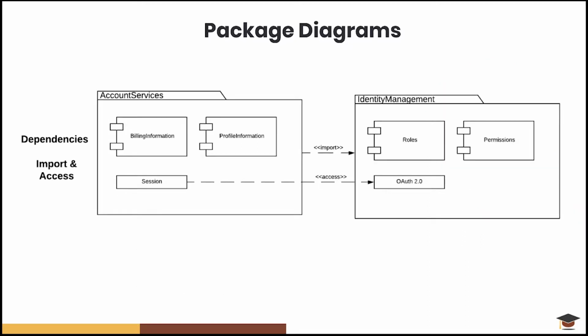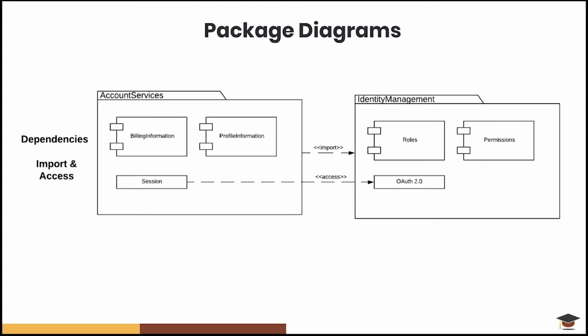Now, packages can have relationships with other packages. Those relationships we call dependencies. So one package can depend on another package. And we showcase that using an arrow. Sometimes people say it's an open arrow. I like to use a closed arrow. It really doesn't matter as long as it's an arrow that shows the dependency.